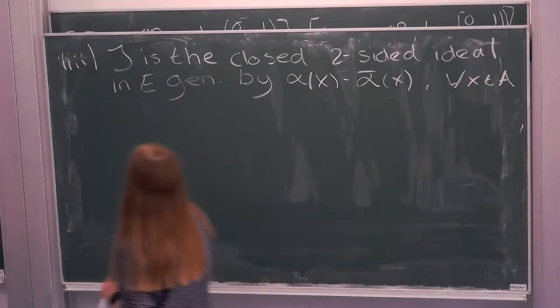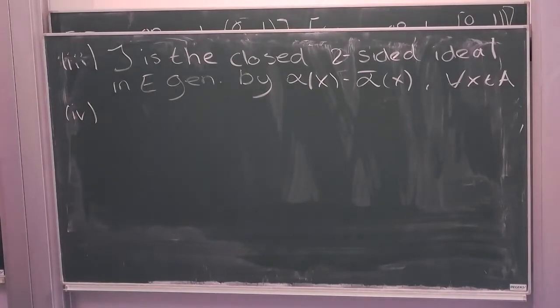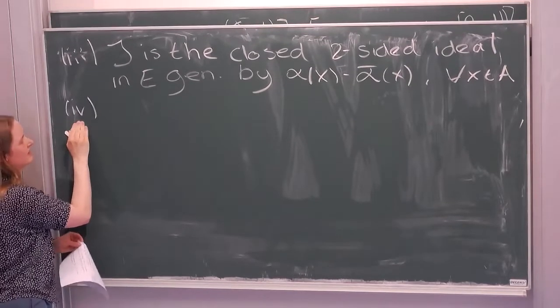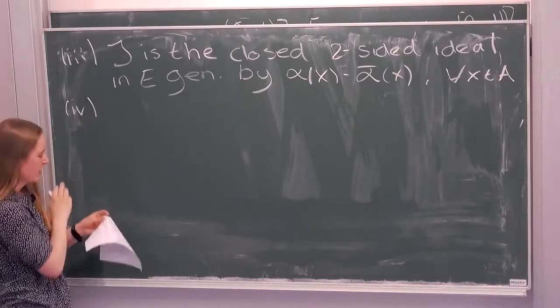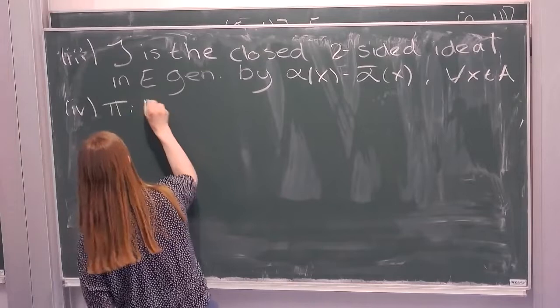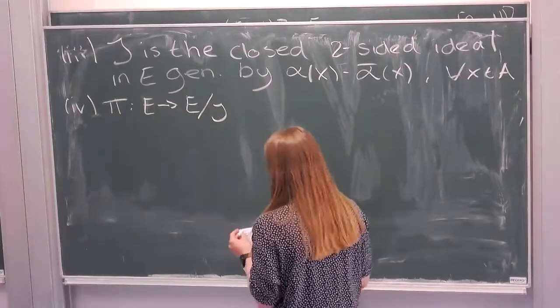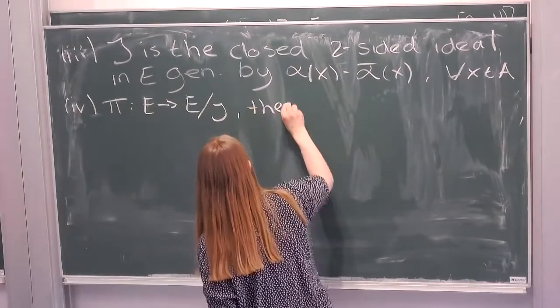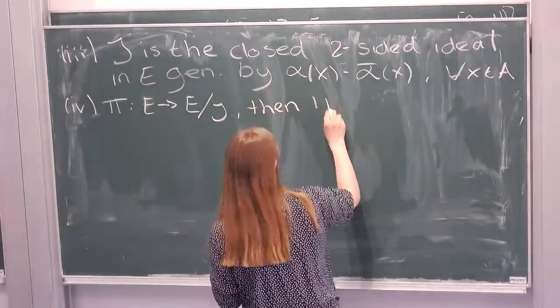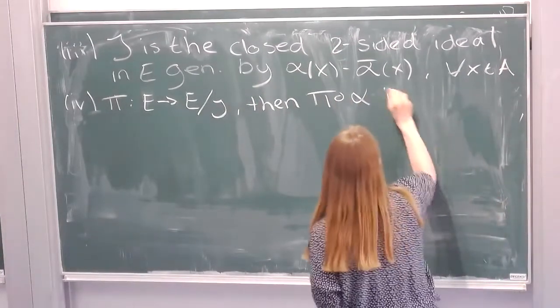And then there's the last condition. Here Cuntz actually uses two different definitions for the last part, but says that it gives the same results in the end. So if we take pi to be the map from E to E quotient with J, then pi composed with alpha is injective.